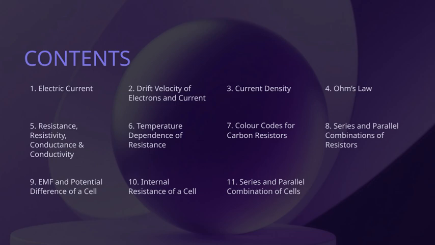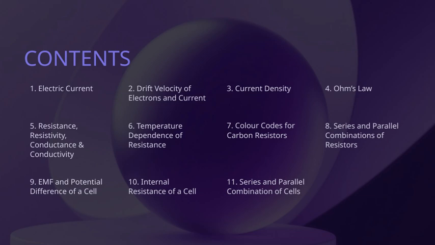Moving forward, we'll explore how resistance depends on temperature and how temperature changes can affect a material's resistance. We'll also cover the EMF and potential difference of a cell, clarifying these essential concepts in electrochemistry. Following that, we'll look into the internal resistance of a cell, which influences how efficiently it can deliver power.